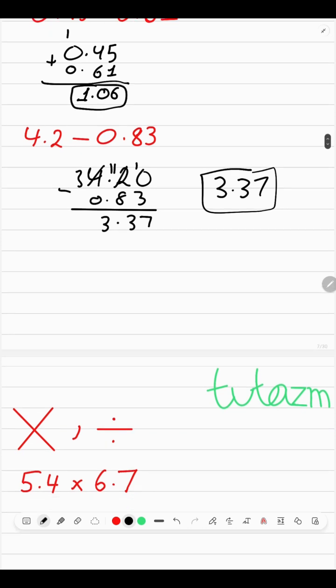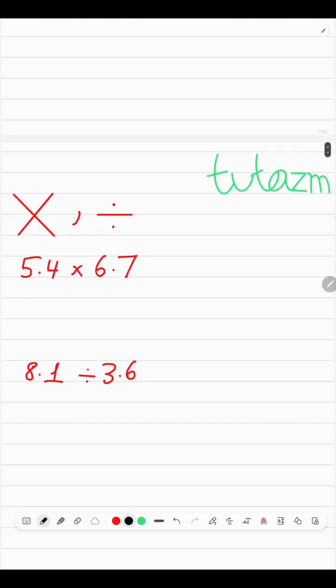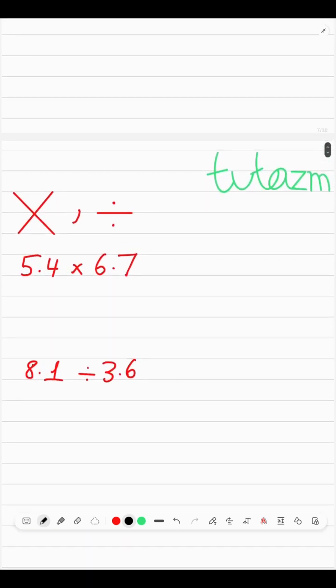Okay, finally then, let's take a look at multiplying and dividing decimals. So when multiplying decimals, you have to get them into whole number values first. So here we'd have 54 times 67, right? And then you just multiply it normally like you would any other number.